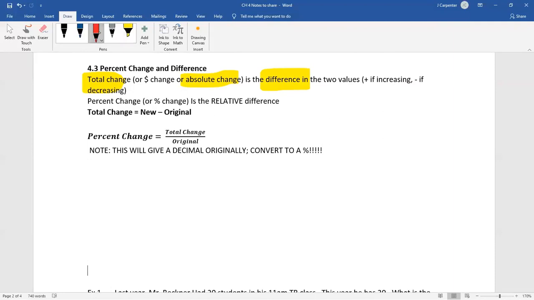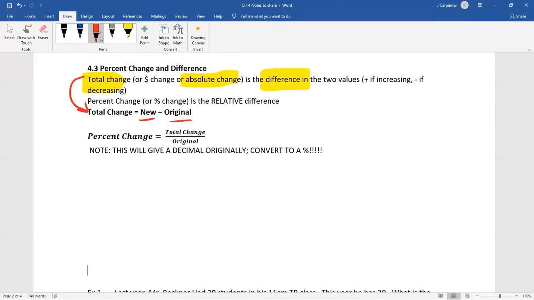So this total change that we talked about before goes with this formula. Total change is new minus old. And it always has to go new minus old, new minus old, new minus old. Did I annoy you yet? New minus old. Did you forget yet? Total change is new minus old. All right, I won't say it again for now.